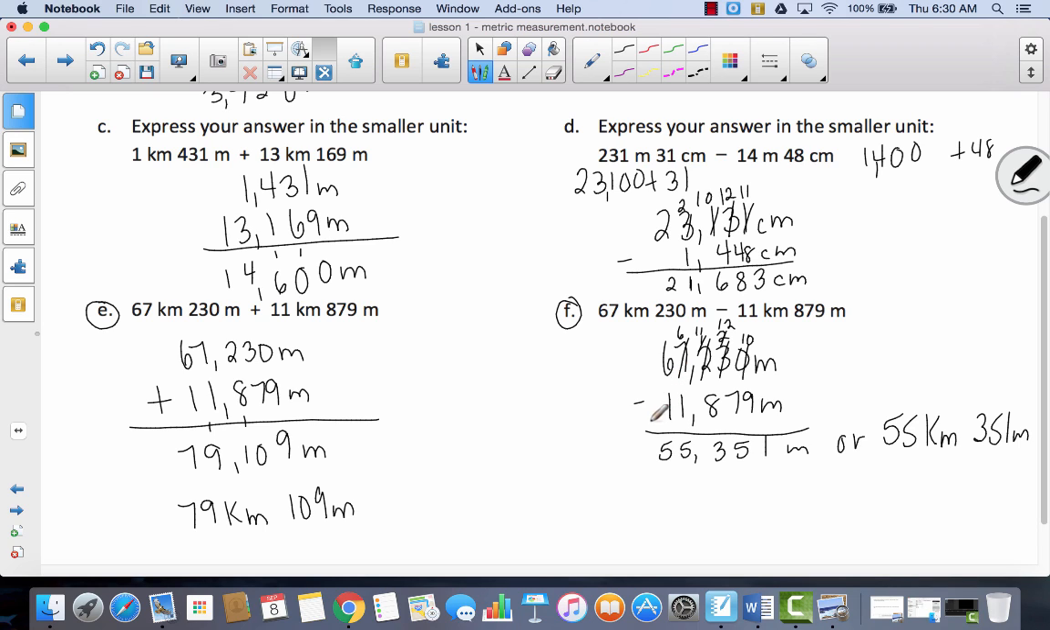So I hope that you're starting to see how converting these measurements is so much like place value. That's why this module comes after Module 1, because we spent so much time in Module 1 talking about place value. And you can see how this metric system goes right along with it.